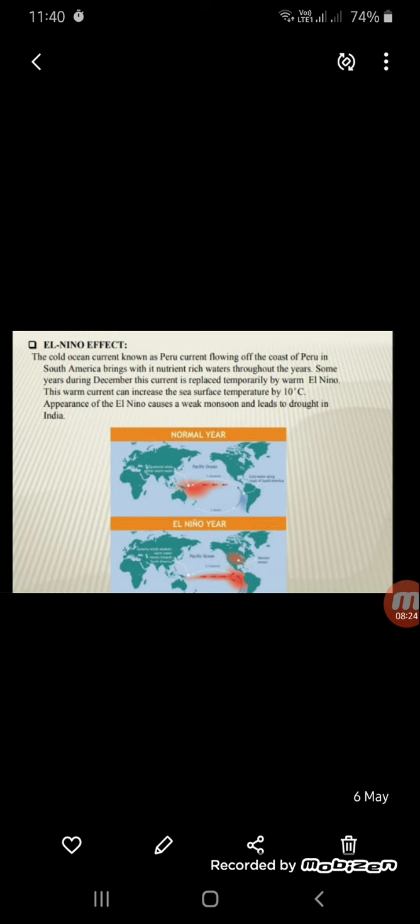So drought is basically the absence of rainfall, with dry and arid conditions. And because of El Nino, we have a weak monsoon and it leads to drought in India. Whereas a strong El Nino, on the other hand, will obviously cause a strong monsoon and heavy rainfall over the Indian subcontinent. So basically the weather and climatic conditions all over the world are reversed because of the El Nino effect.